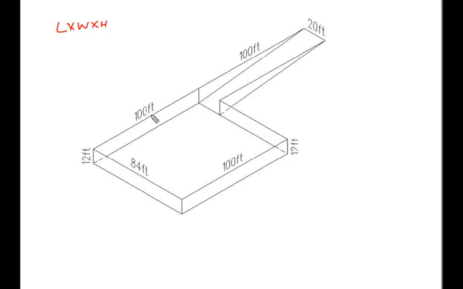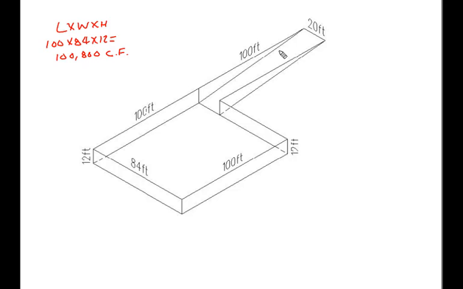So in this area, we know we have 100 feet by 84 feet by 12 foot deep. So we're going to say 100 times 84 times 12 gives us a volume of 100,800 cubic feet, excuse me. We'll convert this to cubic yards when we're done.